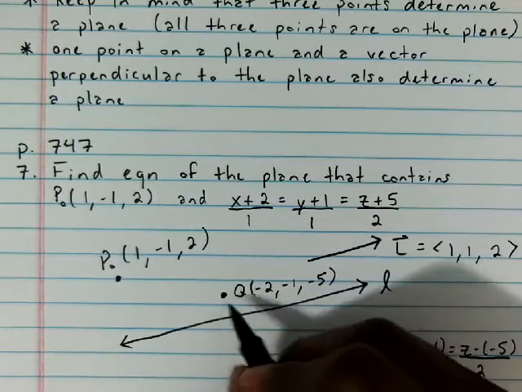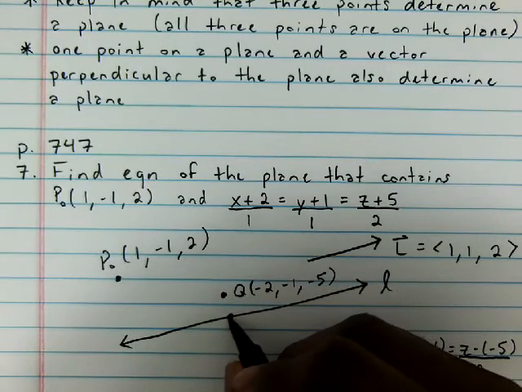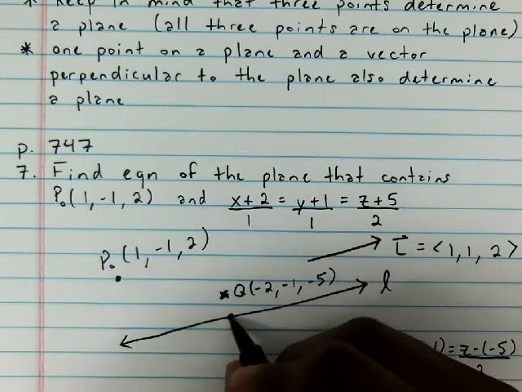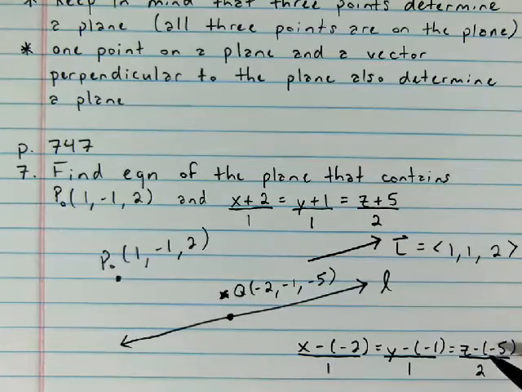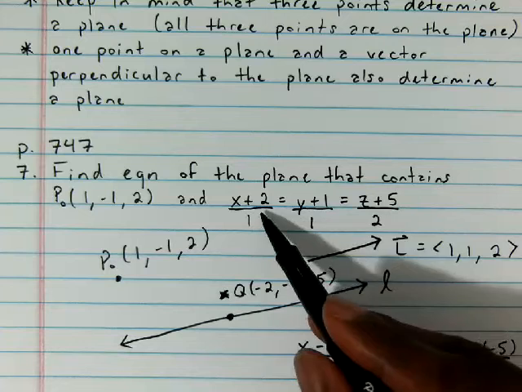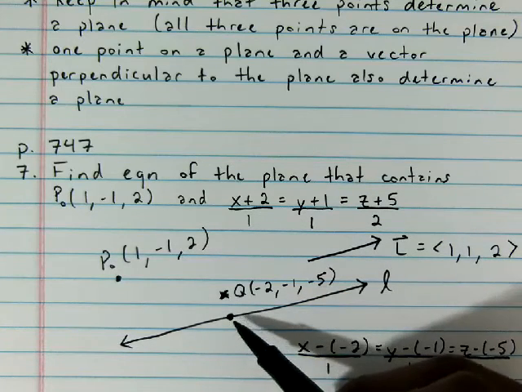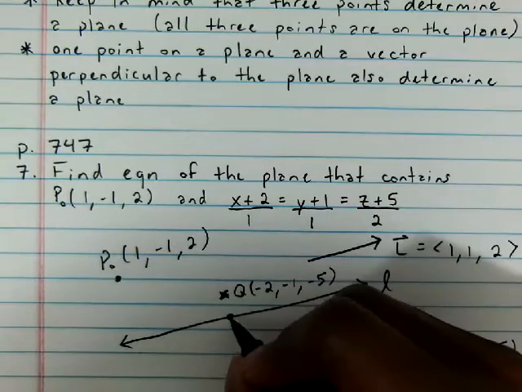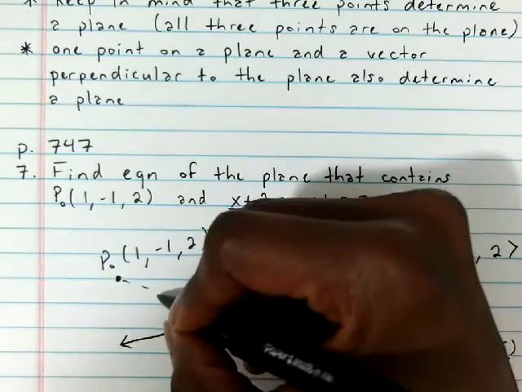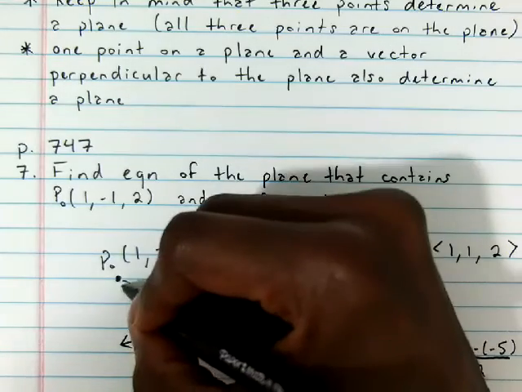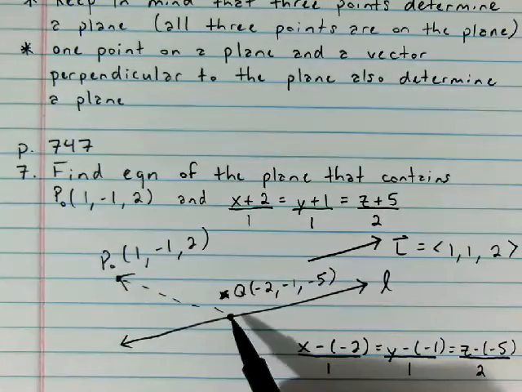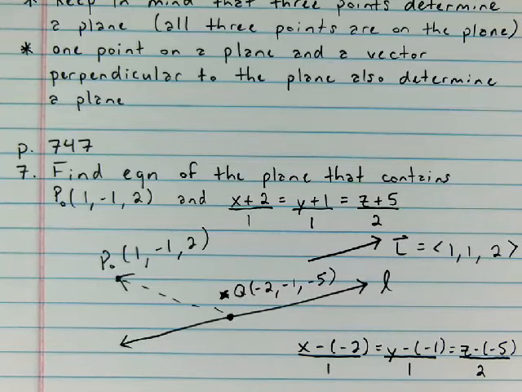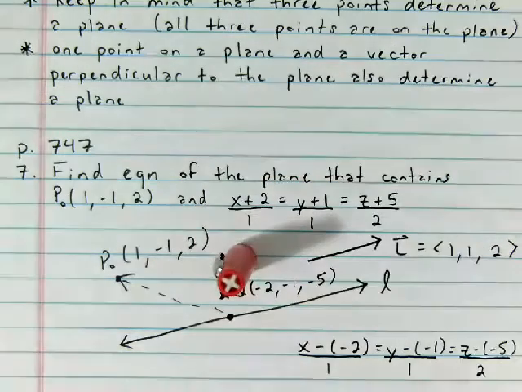Oops, that should have been on the line. Sorry. Remember, that point that I pulled was a point on our line because I pulled it from this equation right here. So here's Q. So now we can find another vector, PQ naught or P naught Q, it doesn't matter which one you find. So now we have this new vector right here, and we can do the cross product of this vector with that vector to get a vector that's perpendicular to our page.